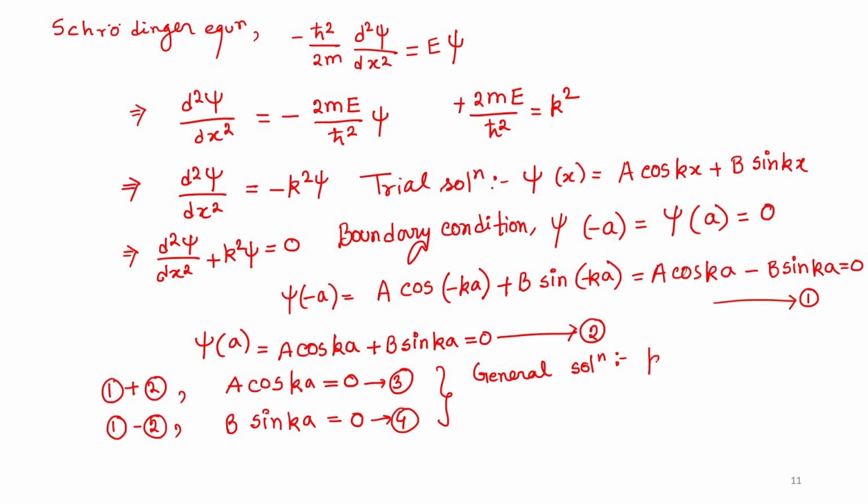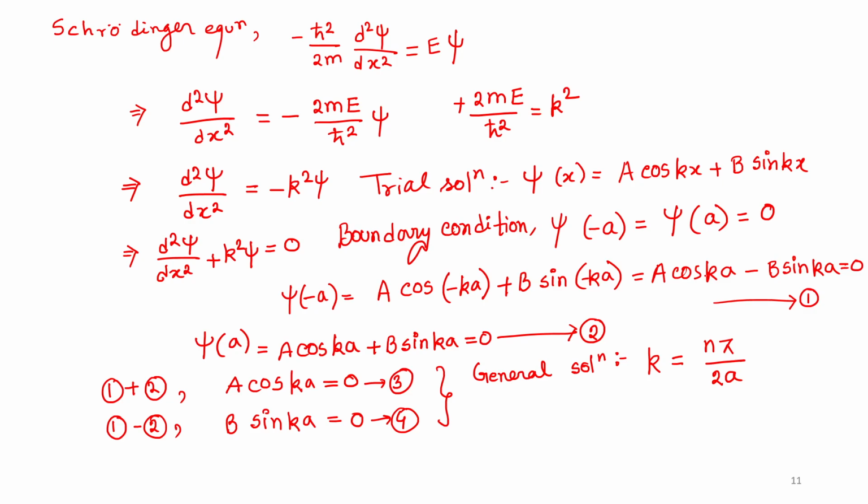that your k is going to be n pi by 2a. I know this is very arbitrary, what I am writing right now. I will discuss each and every step. So the general solution for both the equations will be k is equal to n pi by 2a.